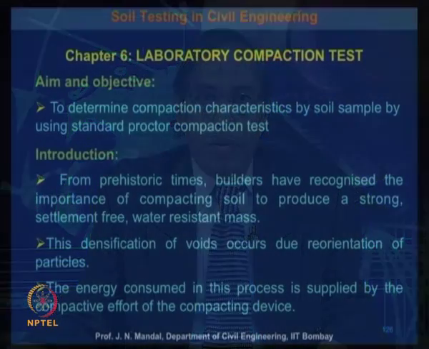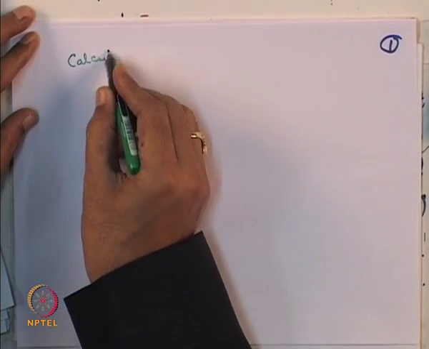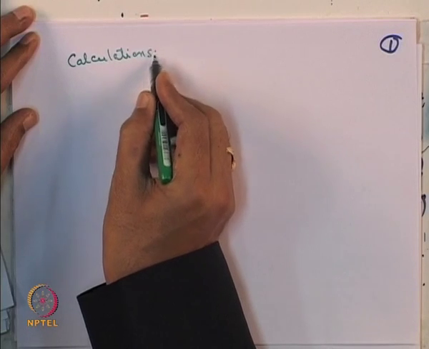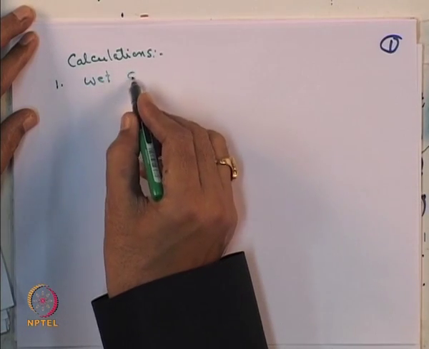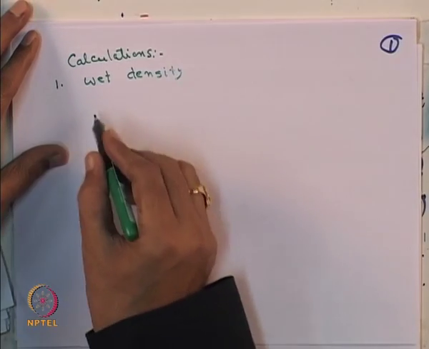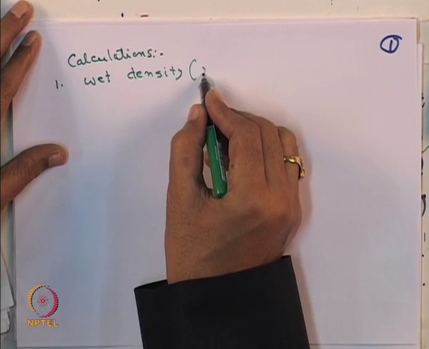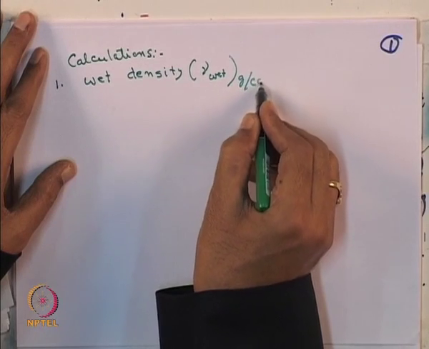I talk about the laboratory compaction test. From the compaction test, I will show you how you have to calculate the different parameters. For example, we want to do some calculation. Number 1 is the weight density. This is designated as gamma weight, unit is gram per cc.